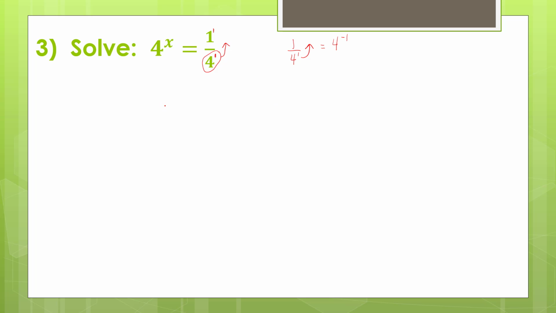So we're essentially saying 4 to the x power is equal to 4 to the negative first power, where we can clearly see that our bases are the same, so we can set our powers equal to each other. x is equal to -1. We've found the value of x.